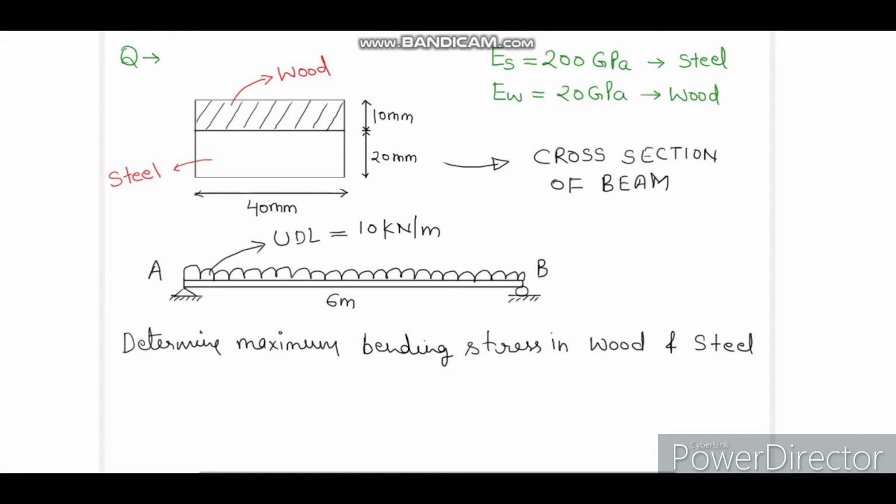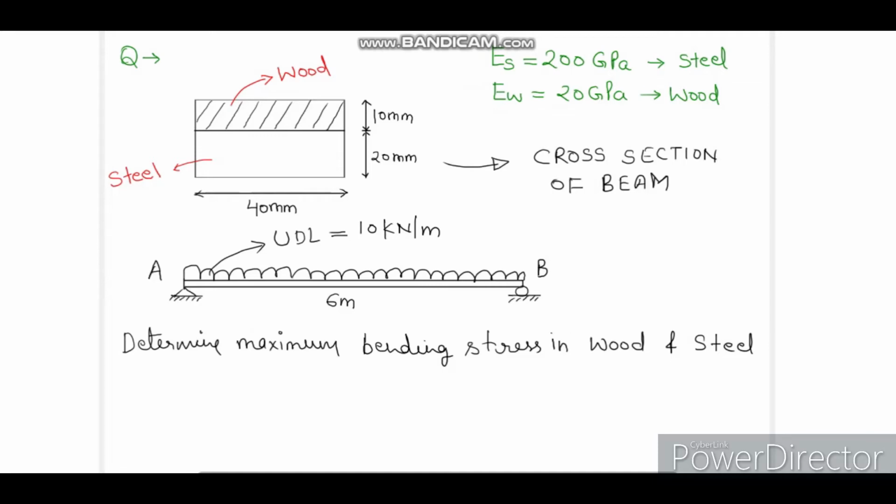Here we have a question of a simply supported beam, supported at points A and B, with a composite section made up of two materials, wood and steel. The modulus of elasticity, or Young's modulus, of both materials is given: E_S for steel is 200 gigapascal and for wood it is 20 gigapascal. In this question we have to determine the maximum bending stresses in wood and steel.